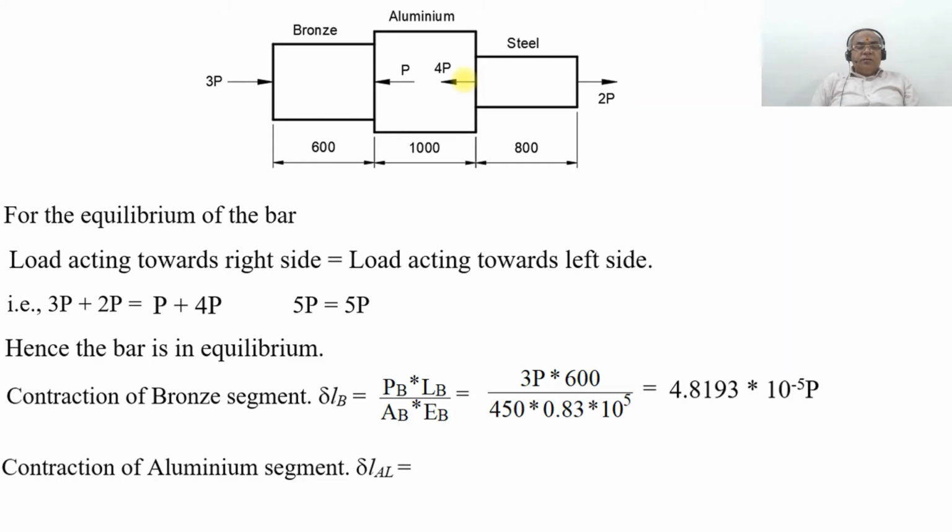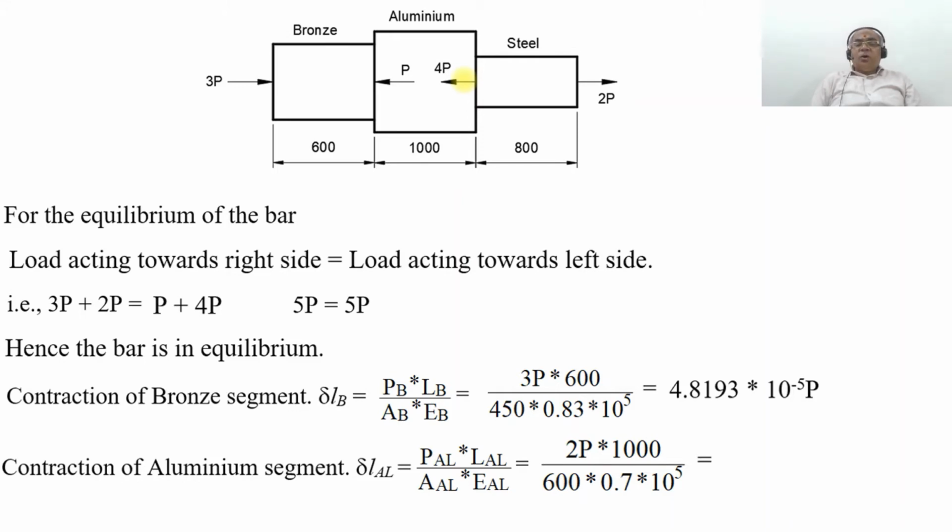Similarly, the contraction of the aluminium segment, delta L, will be equal to P AL into L AL by A AL into E AL. P AL is nothing but 2P, the length of the segment is 1000, divided by the area of the aluminium segment, which is 600, into 0.7 into 10 to the power of 5, which is the Young's modulus of aluminium. On simplification, again you are going to get 4.67619 into 10 to the power of minus 5 P.